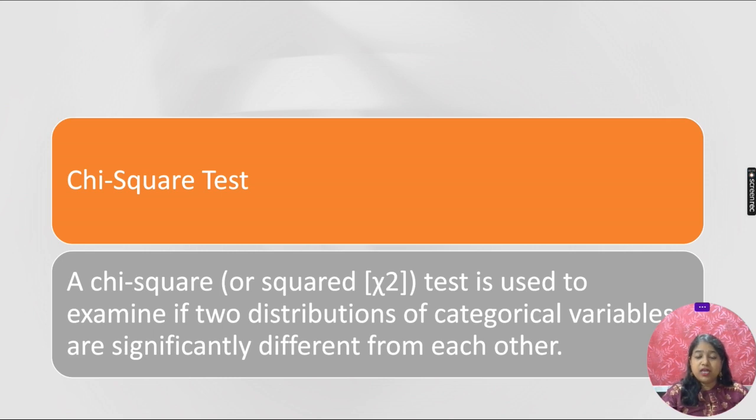from each other. Like, suppose the marriage age and qualification of a person are known, so we can find out what is the reason for getting married or not getting married if there are two variables.